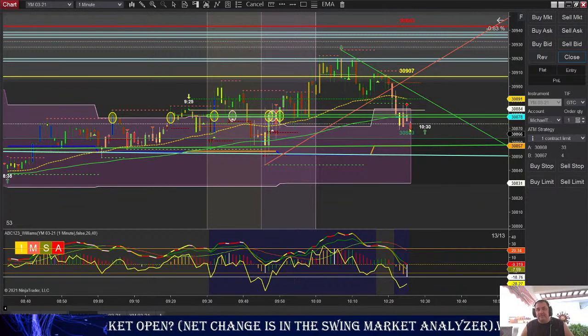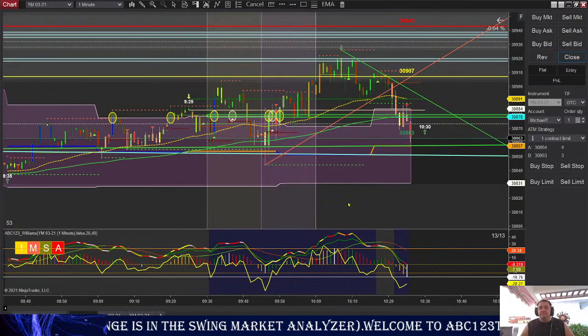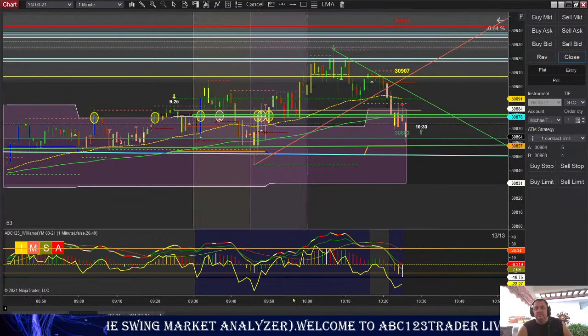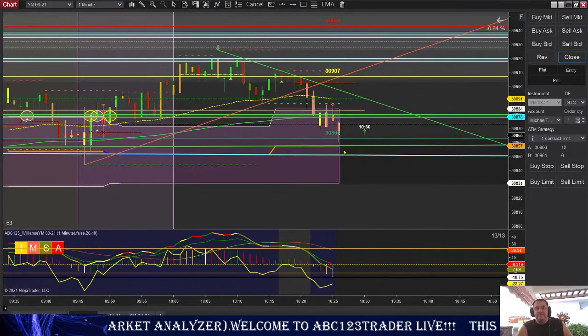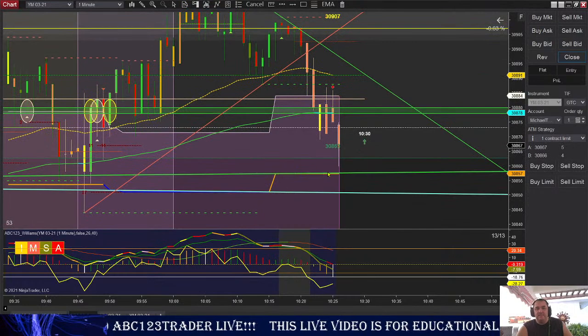And there's your second attempt coming in there, breaking through the cloud. Zone of interest, you have to see if you break through this area. Right here, this is the area. Baseline, right here.